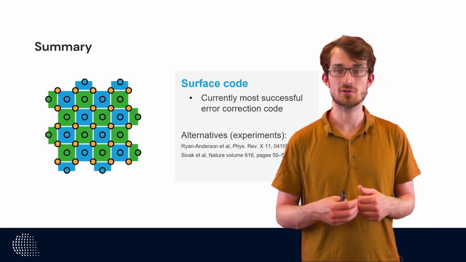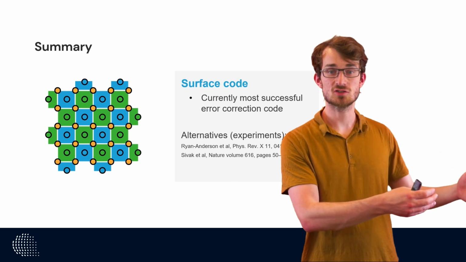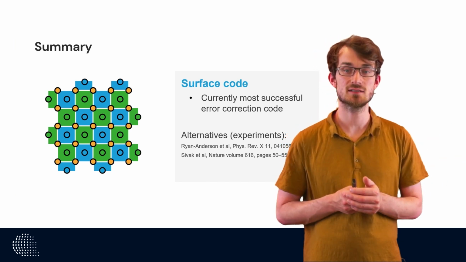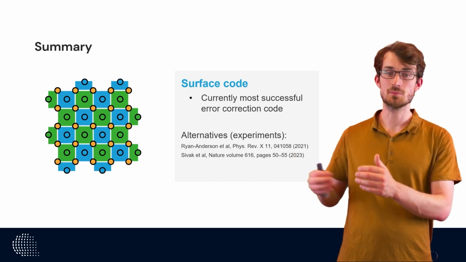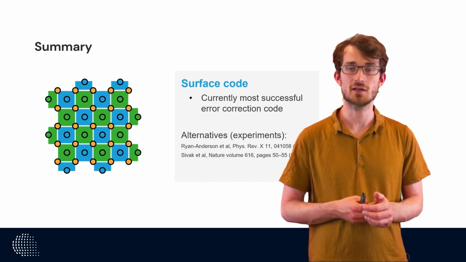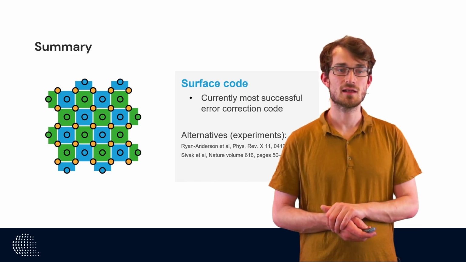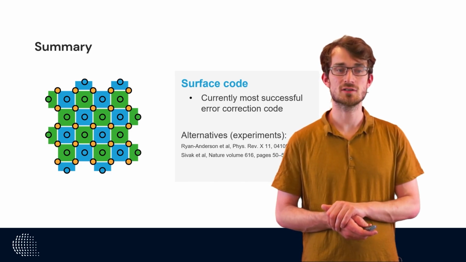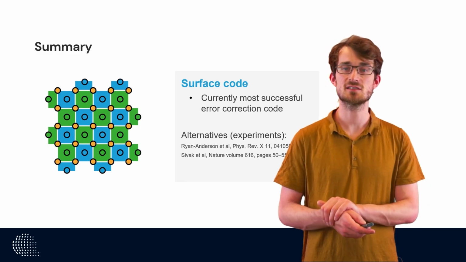Two examples that recently showed nice experiments are the Bacon-Shor code, which was implemented in trapped ions. That's the first experiment here. And then the GKP code, which is a bosonic code that was recently implemented with superconducting resonators. With that, if you want to know more about advanced topics, you can look at the advanced topic video in this module.